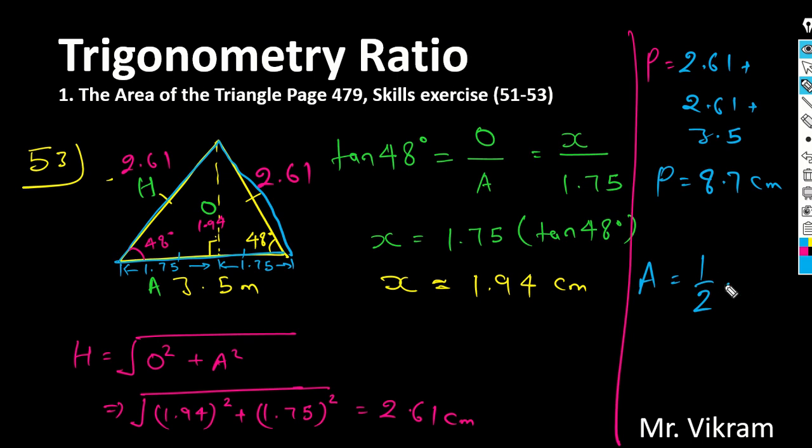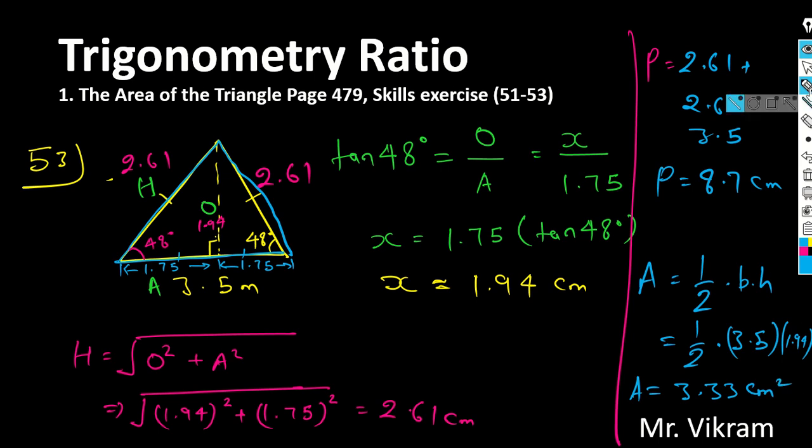Similarly, you can use the area formula: area equals 1/2 base times height. So 1/2, base is 3.5 and height is 1.94. When you solve this, you will get area is equal to 3.33 meters square. Centimeter square if you are taking the unit as centimeter, write centimeter. If you are taking the unit as meter, write meter square. Okay, that's it. That's your answer.